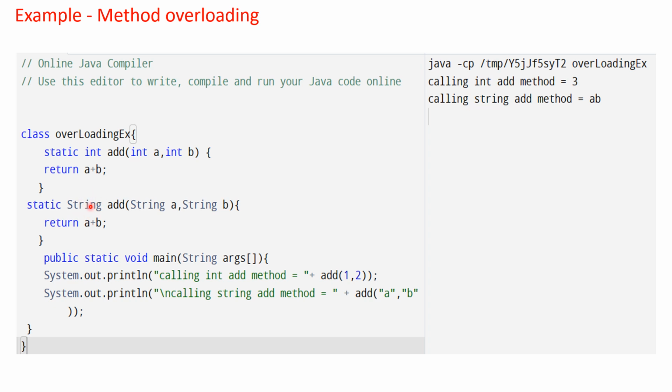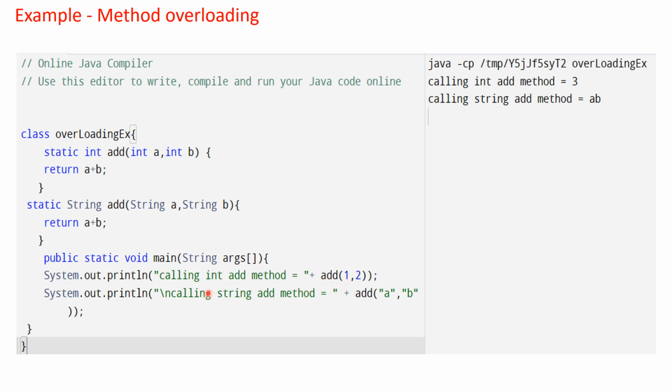The data type is different, but the method name is the same, add, and here the data means the argument list. Again, the data type, like I have mentioned here, is string. So I'm passing the parameter list string and string, and returning a plus b. So here, what I'm getting is printing.